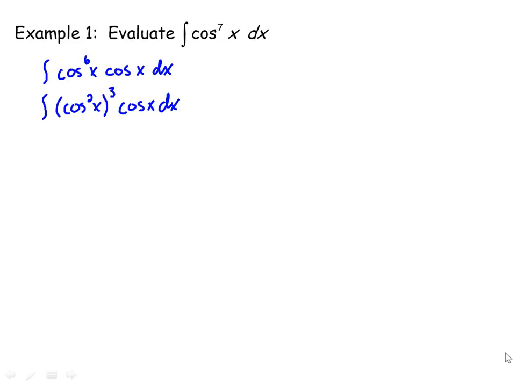Now, why could I not do that with cosine to the 7th? What can you multiply cosine squared by in order to get 7? Nothing. Okay, so you have to get it to an even power before you can break it down even farther. Okay, so from here, what did I tell you to do with the cosine squared? What is the cosine squared going to go to?